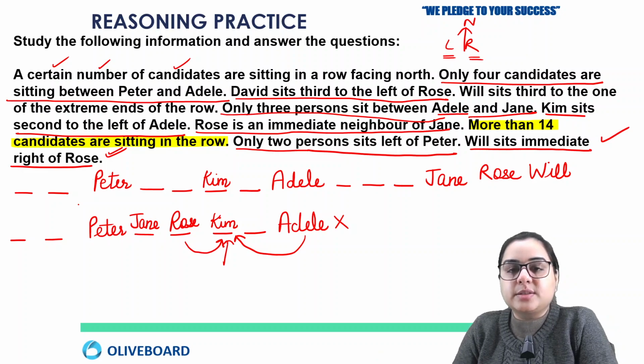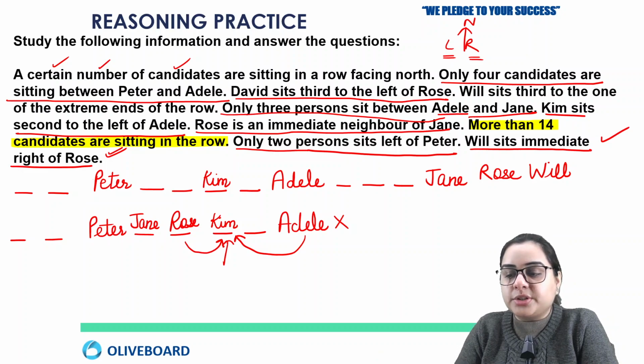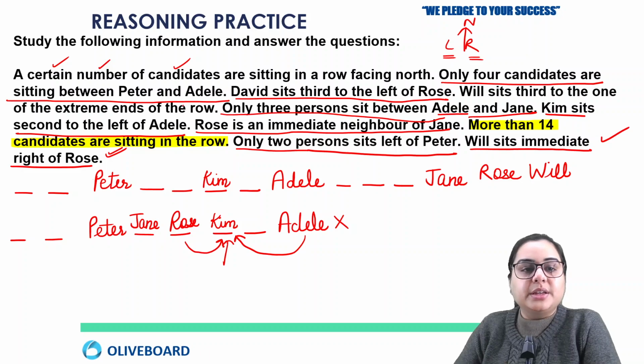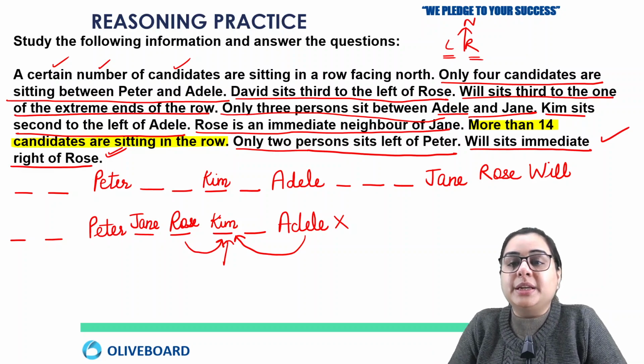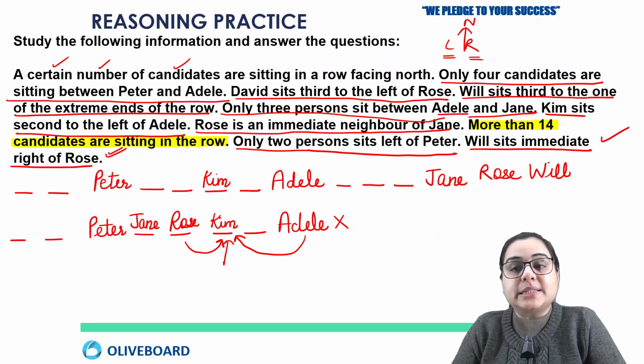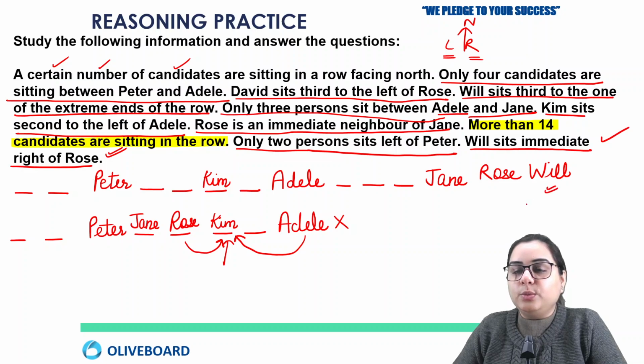So now let's solve all the remaining information in your question. So here the first information you have is that Will sits third from one of the extreme ends of the row. So according to the position of Will, from the left I cannot say that Will is on the third position. But yes, from the right, we can say that Will is on the third position, because Will sits third from one of the extreme ends of the row.